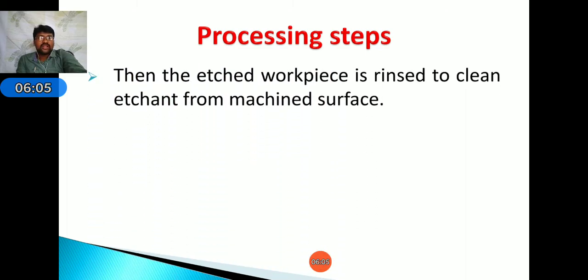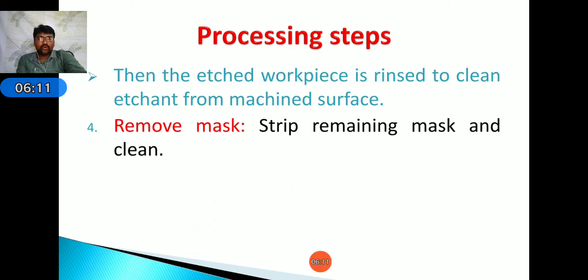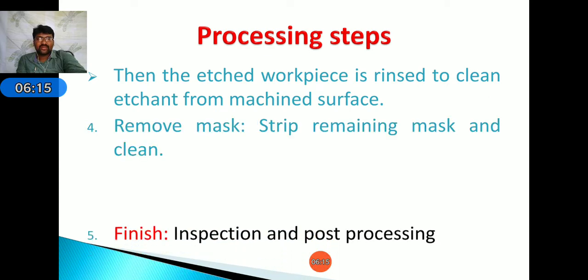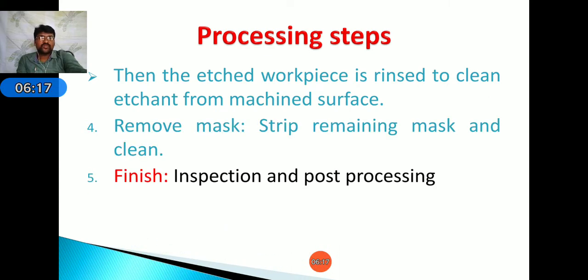Next, the etched workpiece is rinsed to clean the etchant from the machined surface. Next, removal of mask, that is, strip the remaining mask and clean. Next, finishing, that is, inspection and post-processing, to check whether the machined surface has reached the required dimensions using some inspection methods after post-processing.